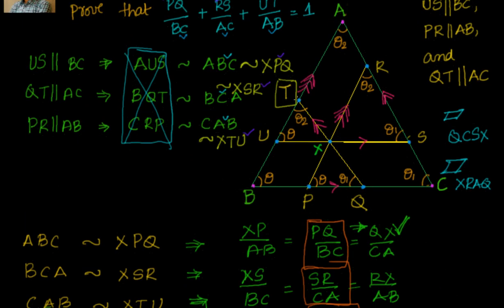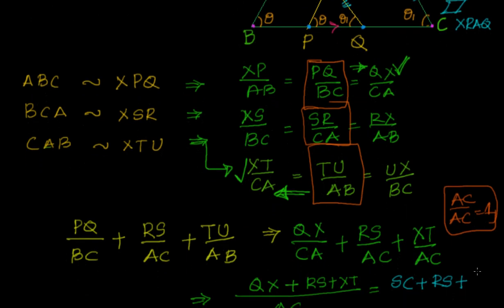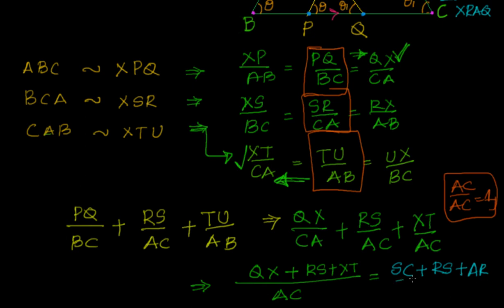Then I have XT. XT is nothing but equal to AR because XRAT is a parallelogram. So can I go ahead and say now that's nothing but equal to AR and divide that with AC? You can obviously see that AR plus RS is AS plus SC is AC. So this is nothing but equal to 1.